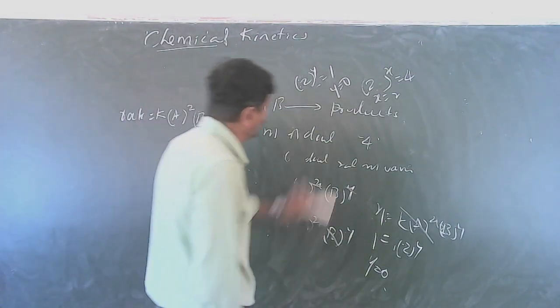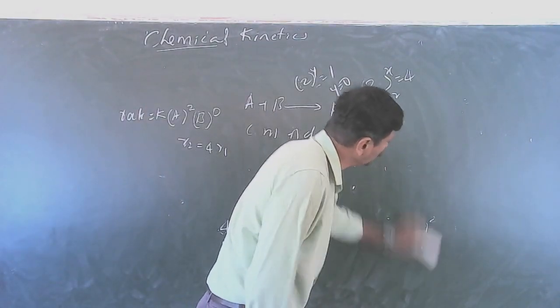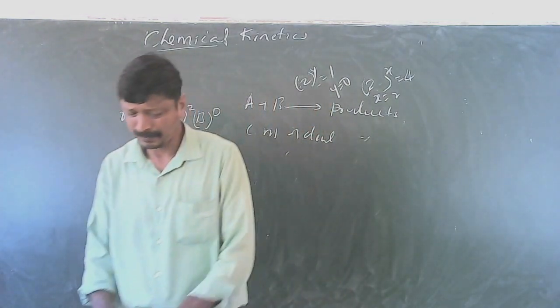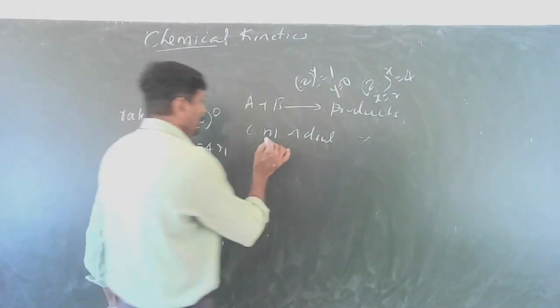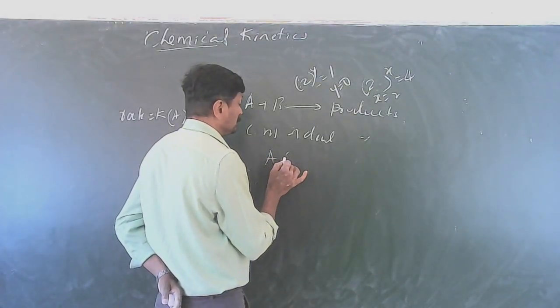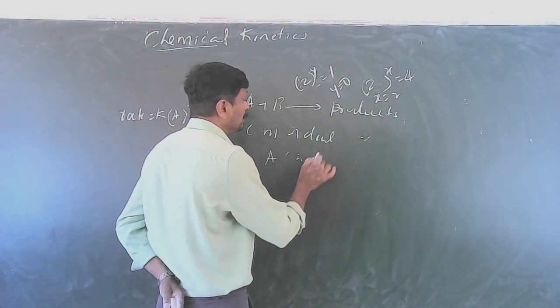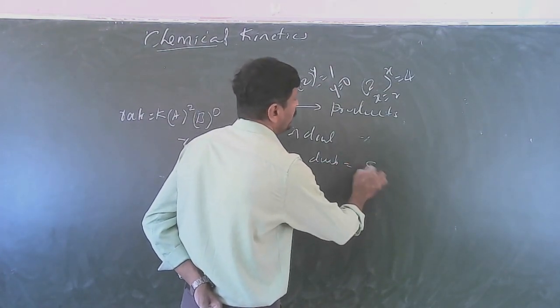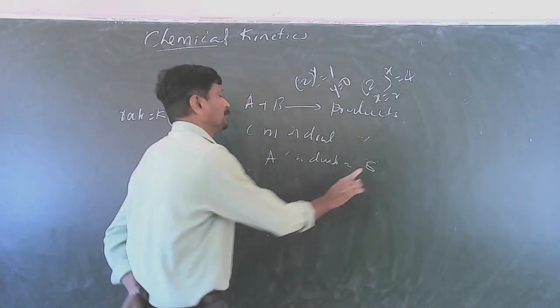See, I will write one more example. Sometimes the order may be a fraction also, maybe negative also. So, when A is doubled, the reaction rate is equal to A times or double.